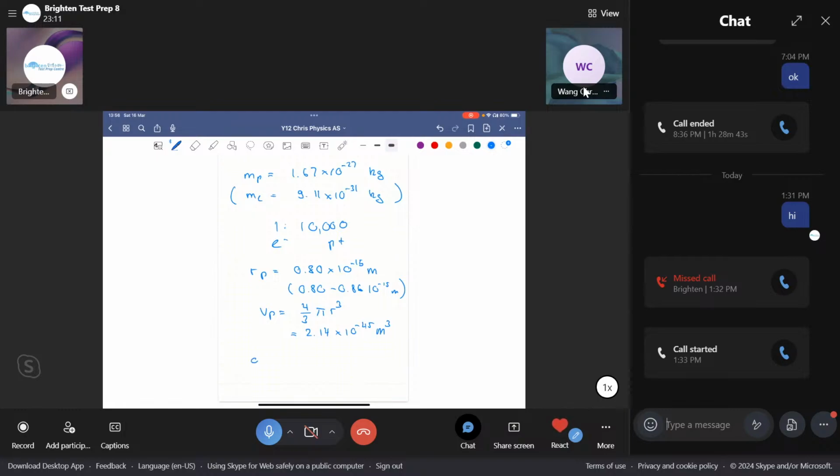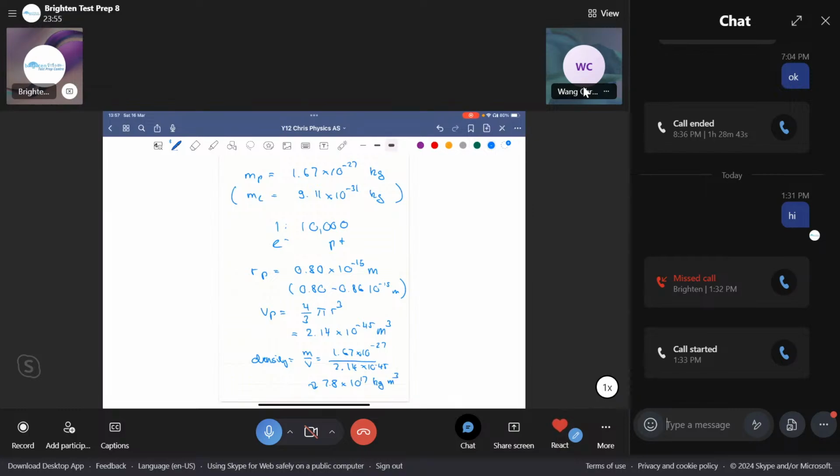Now, when we think of density, what is density, Chris? So again, we can utilize standard physics, even on an atomic level. Just the 1.67 times 10 to the power of minus 27 kilograms over the volume. Divided by our volume, so 2.14 times 10 to the power of minus 45. So that gives us around 7.8 times 10 to the power of 17 kilograms per cubic meter.